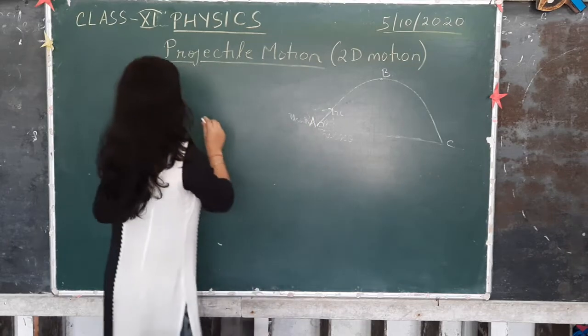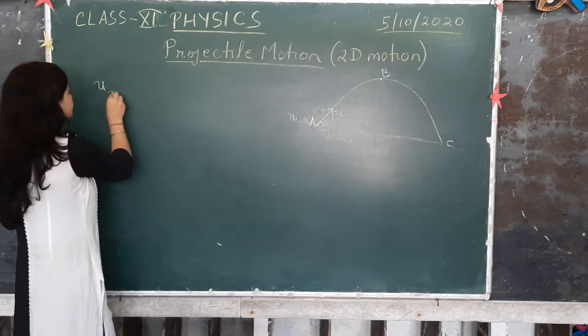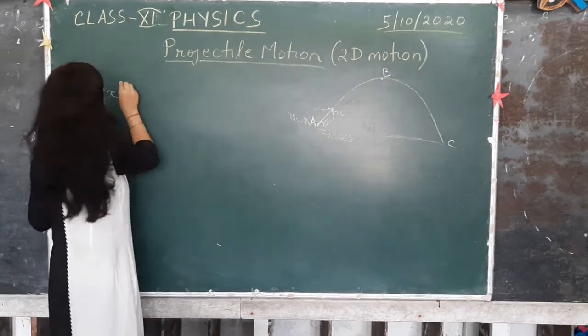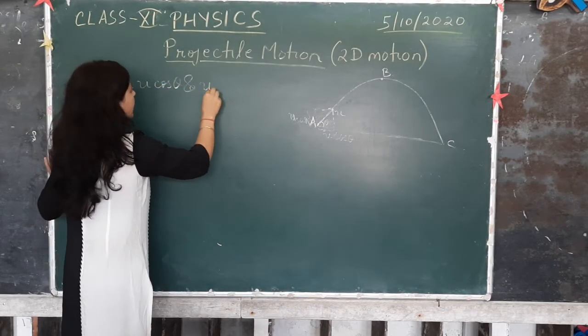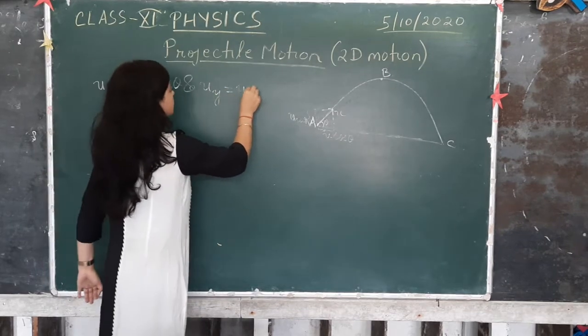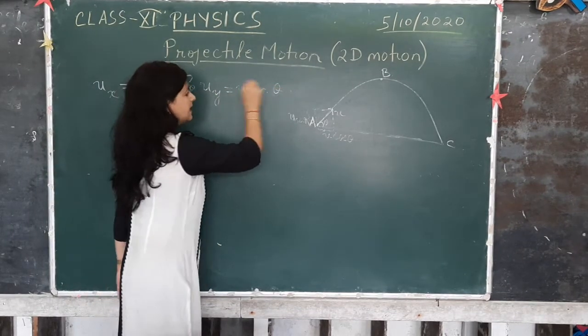So I can write ux, that means the x component of the initial velocity, as u cos theta, and the y component of the initial velocity, uy, is equal to u sin theta.